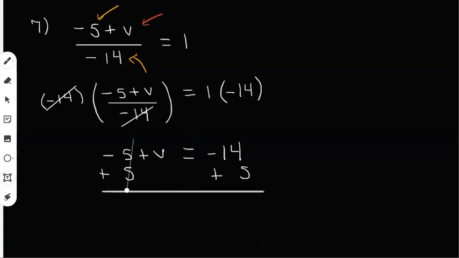What happens on the left side? These two numbers are going to cancel out to give me 0. I bring down my variable and my equal sign. On the right side, I have all the math going on. I have negative 14 plus 5. That's going to give me a negative 9. So I put that inside of my solution set.